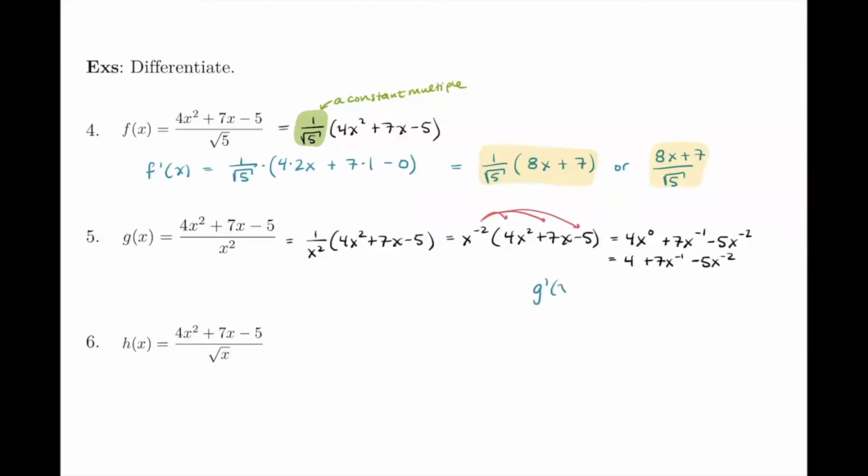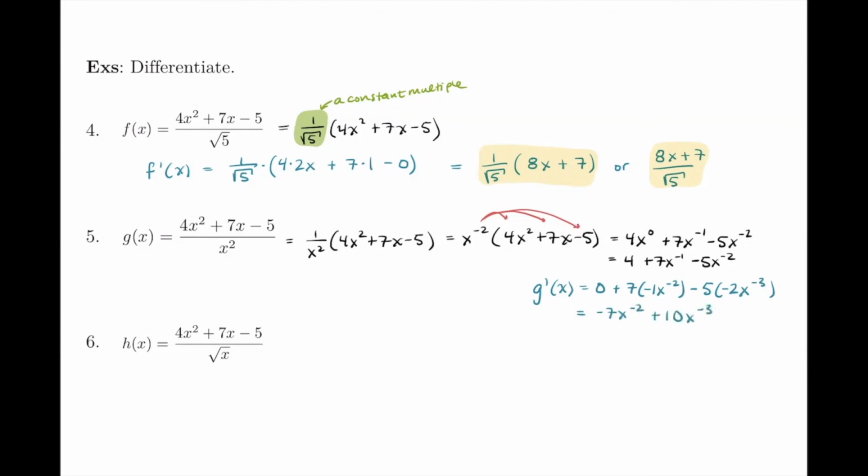If we find g prime of x, we will take the derivative of 4, which is 0. Then we will add the derivative of 7x to the negative 1, which will be 7 times negative 1x to the negative 2. Then we will subtract the derivative of 5x to the negative 2, which will be 5 times the derivative of x to the negative 2, which will be negative 2x to the negative 3.